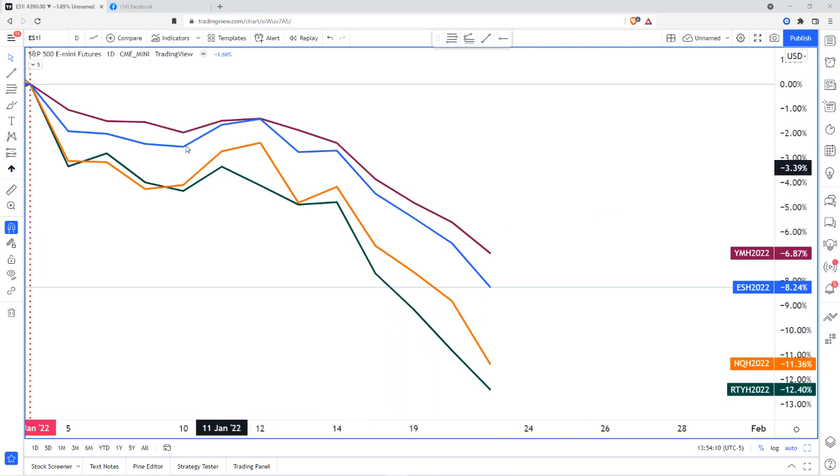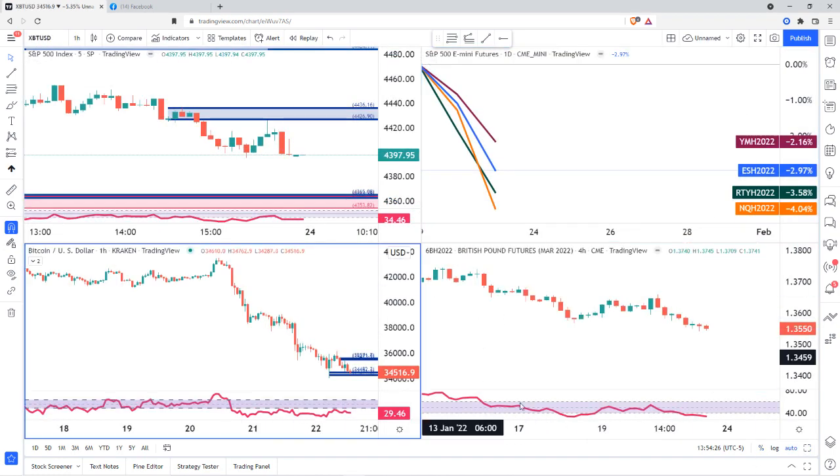Starting off looking at a comparison chart, starting at January 4th, you can see on this daily chart that we were being led downwards by the Russell, followed hotly by the NASDAQ. And in the rear, we got the S&P, and the Dow is begrudgingly moving to the downside. So we're going to focus on the leader here, which is the Russell first.